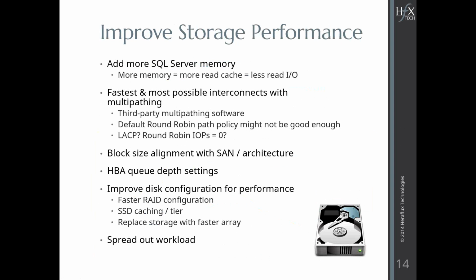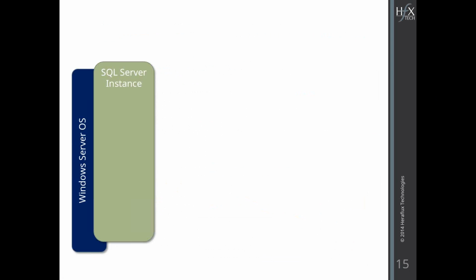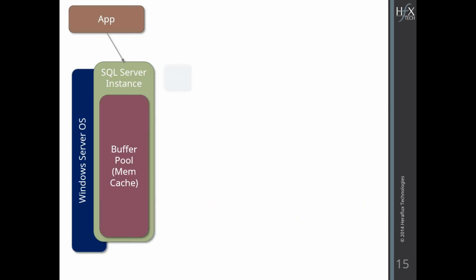One of the other things: I talked about spreading out the workloads before. Now I'll show you what we mean here. From a DBA perspective, this is what they've got to work with. You've got Windows, you've got the SQL Server instance, and the buffer pool, which is your memory cache. The app comes in to talk and needs to go to a database. There are a lot of different layers in there.